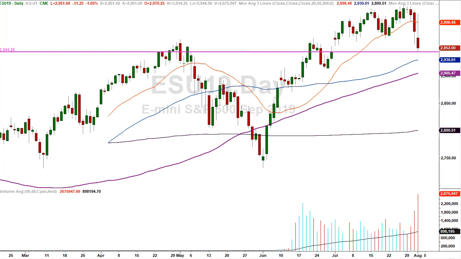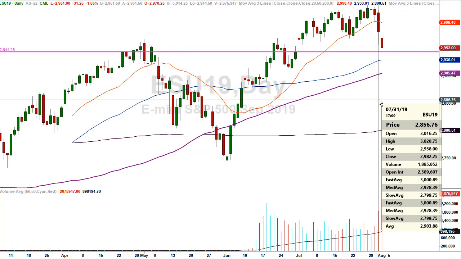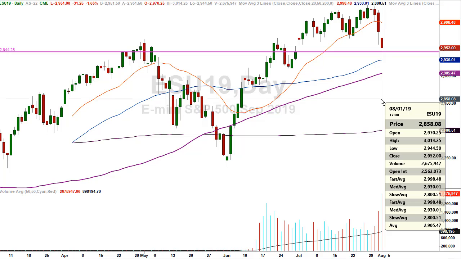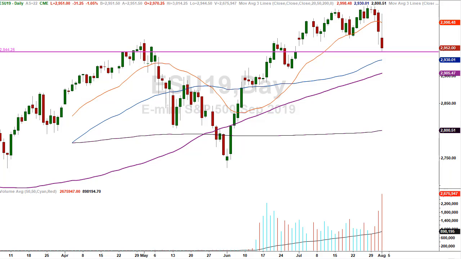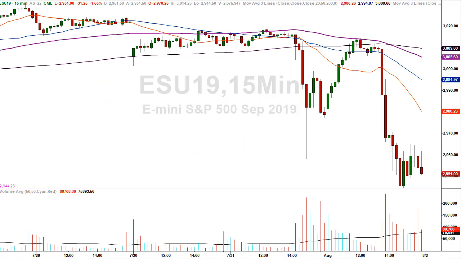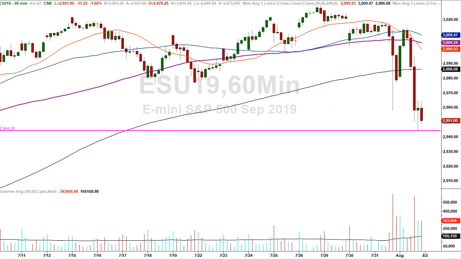Here's a chart of the S&P E-mini 500 contract. Same line, same gap, different number. 29.44 and a quarter was the gap. Today's low, as we move it over, was 29.44.50. Coming up one tick short of the gap, taking off to the upside like a rocket. Here's a 15-minute chart. There's your line. There's the gap. There's the rocket. There's your hourly chart. Big tail candle. Bottom of the tail, the gap.